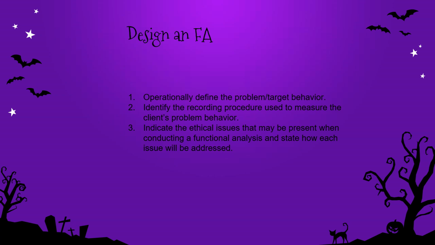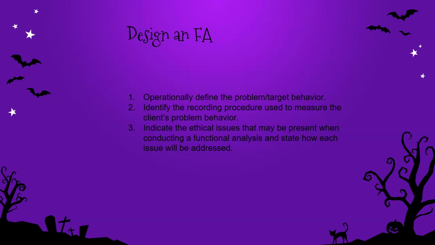And then I want you to indicate any ethical issues that might be present when conducting this FA and state how each issue will be addressed. That part is very, very important. Anything that you can see coming up. Now, if you are using your spouse or family member as your example, take the outsider's perspective because, of course, the huge ethical issue there would be dual relationship. We're just using that individual in our brain as an example.